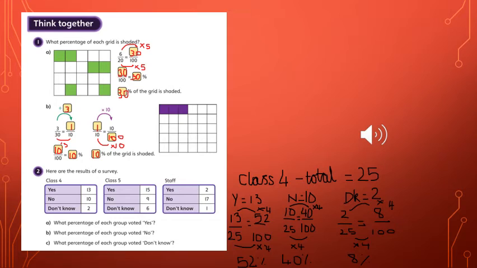So 1 asks what percentage of each grid is shaded. So for A, you can see that there are 6 squares shaded, and there are 20 squares, so 6 out of 20 squares are shaded. We've then got to turn this into a percentage.